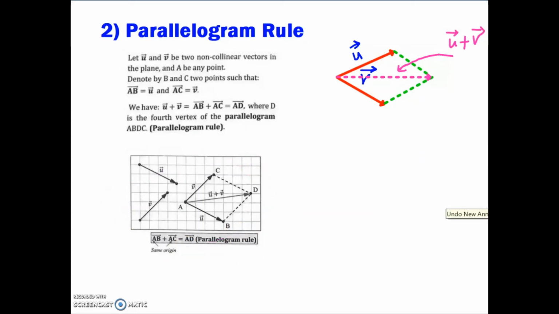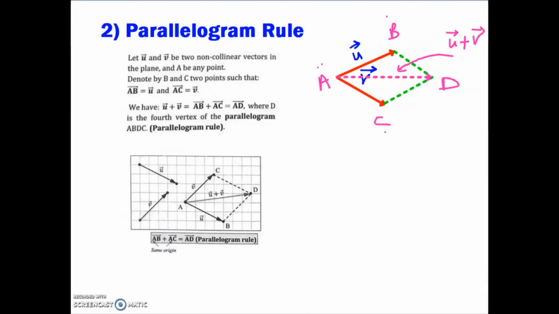And notice that if we call these points A, B, C, and D, let's say this is A, B, so U is AB, and V is AC. I'm using the same notation here. So D would be the fourth vertex of the parallelogram ABDC. Pay attention, we read it in a circular form. So ABDC. I cannot read this as ABCD. It's wrong. So either ABDC, or CDBA, or ACDB, and so on.